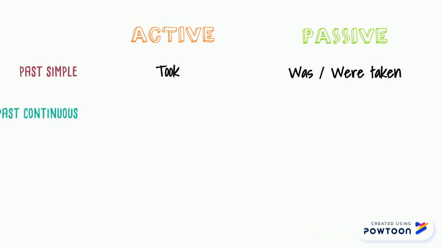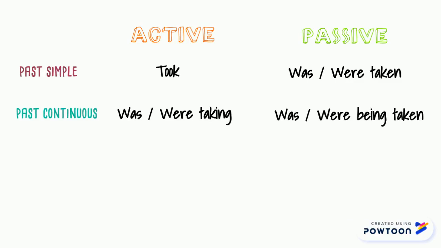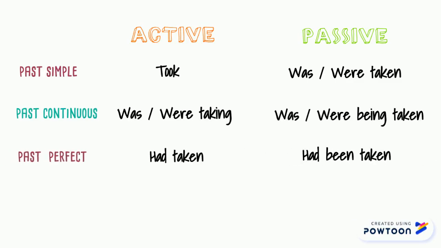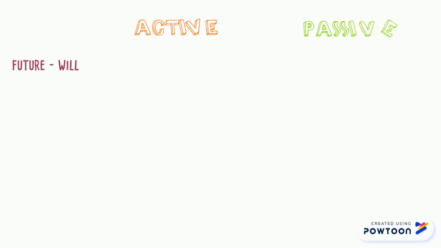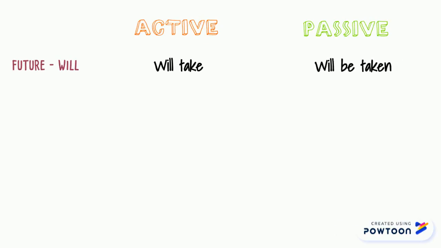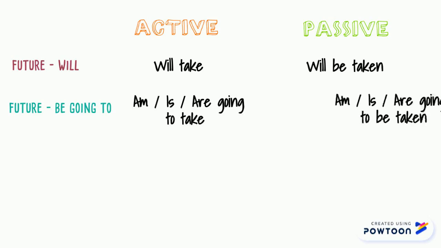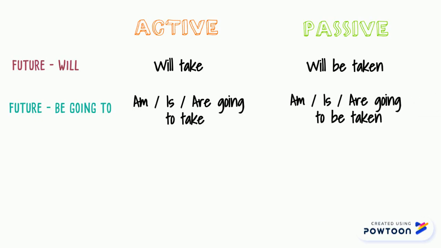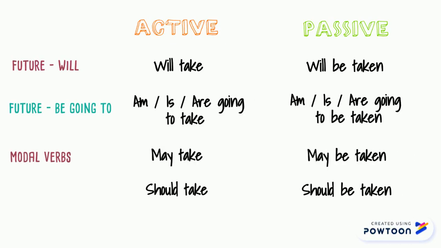Then the past continuous would be was or were being taken, and the past perfect had been taken. Regarding the future, will take would turn into will be taken. Then be going to, is or are going to take, would turn into is or are going to be taken. With modal verbs, for example, may and should, it would be may be taken or should be taken.